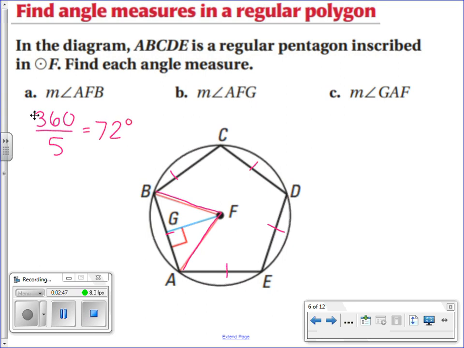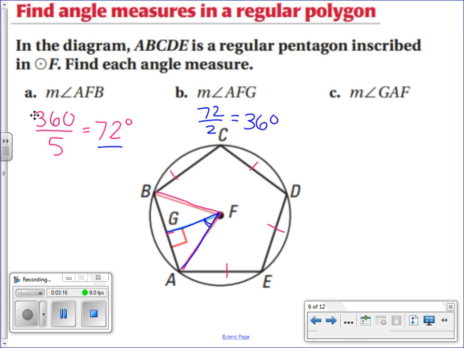Part B, measure of angle AFG. I'll use a different color here. AFG is this angle right here. Well, if we know that the entire angle F is equal to 72 degrees, to figure out what half that measure is, we just take 72 divided by 2. Plug that in your calculator, 36 degrees.